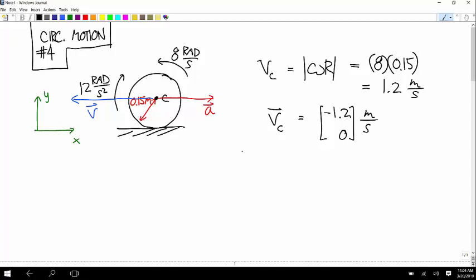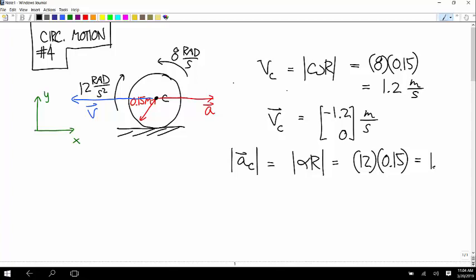And the acceleration magnitude is alpha times r, which is 12 times 0.15, which I think is 1.8 meters per second squared. And that's in the positive x direction, so 1.80 meters per second squared.